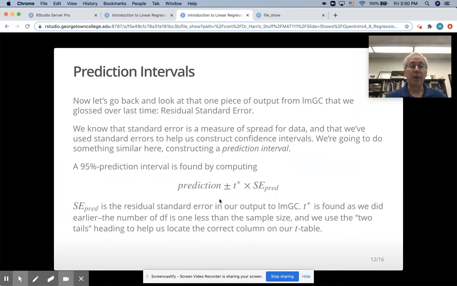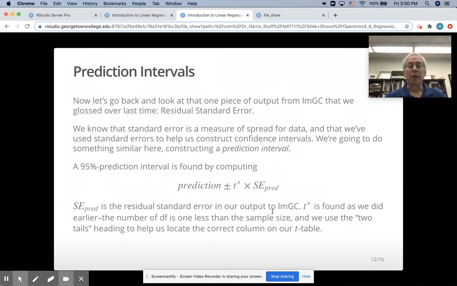The form of a prediction interval is going to be very similar to that of a confidence interval. We're going to have a statistic, but our statistic this time is not going to be a sample statistic, it's going to be the prediction, the value predicted for a particular explanatory value. So it's a particular value of y hat. And that's going to be plus or minus a multiplier t star times the standard error for prediction. So instead of a standard error for the mean, we're going to have a standard error for prediction. That's going to be our residual standard error here.